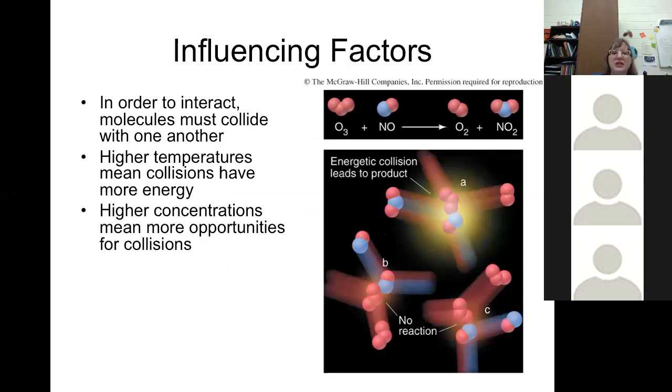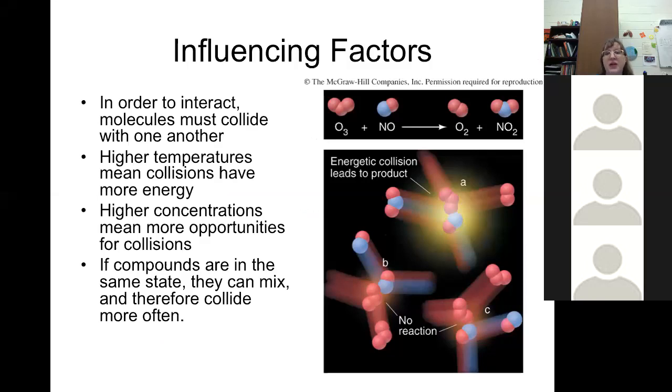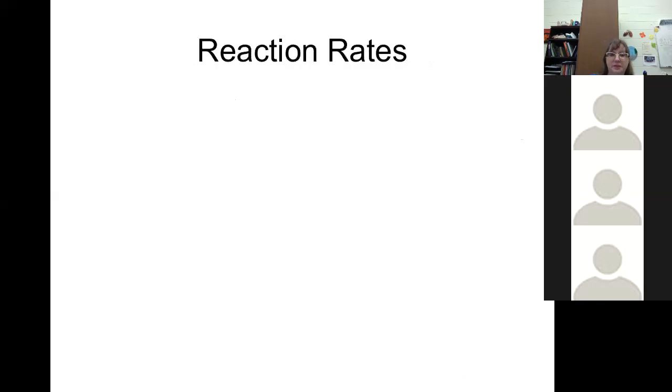But we're also going to see that if we have things in the same phase, like they're both gases or they're both liquids, they tend to react better. Or if we involve solids, the more surface area we have is going to make a difference.